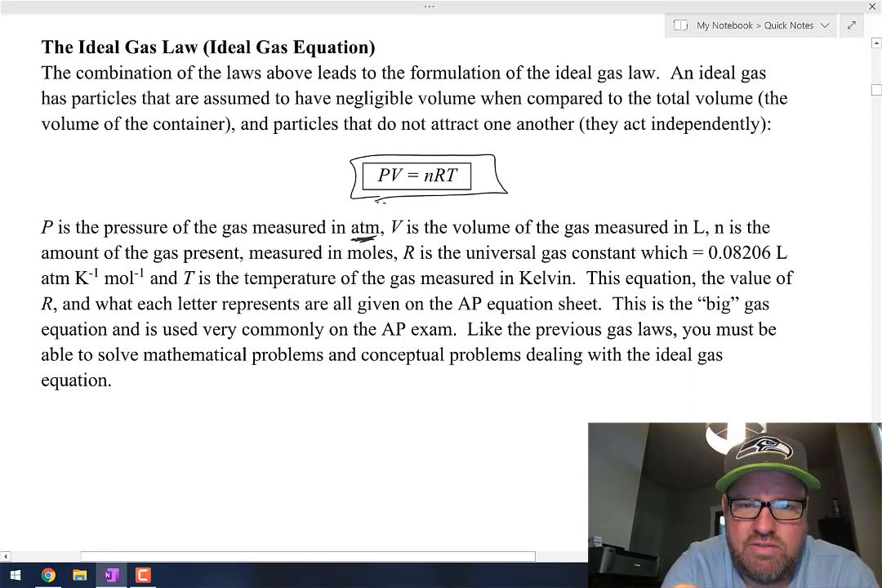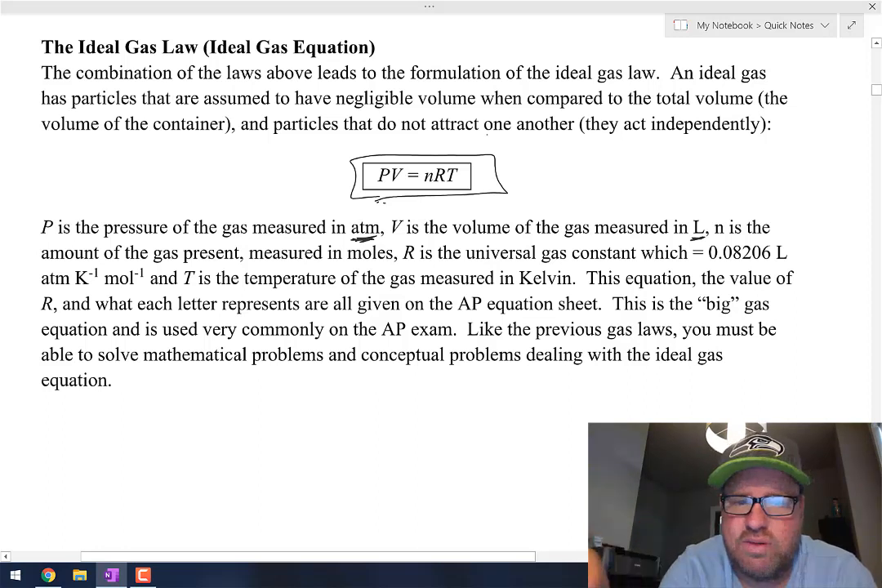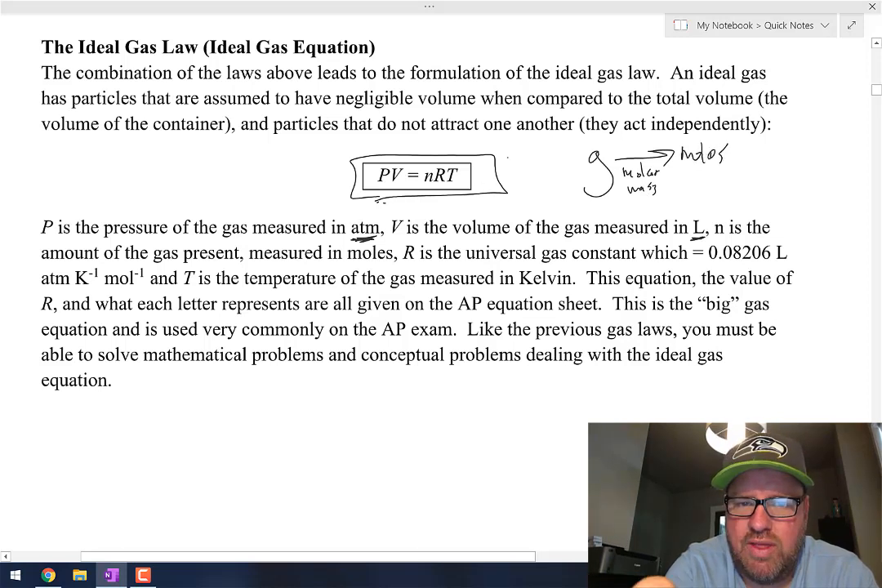V is obviously the volume. The volume must be, for the ideal gas equation, in liters. N is the new part of this. Why they use the letter N, I don't know. But N is the moles. And so obviously N is measured in moles. For example, if they give you the grams of something, you have to use the molar mass and convert those grams to moles. You have to use moles here.